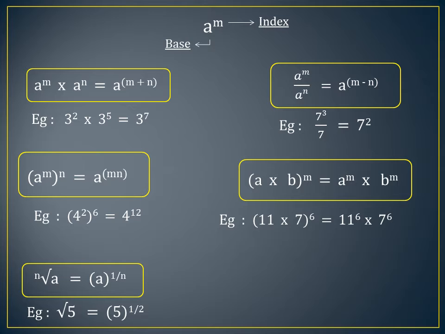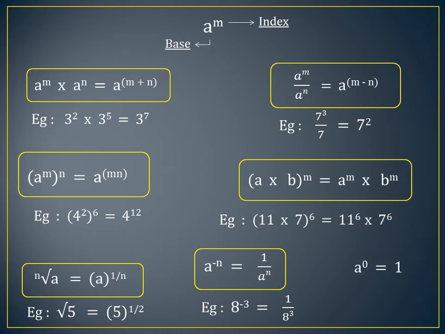Now a raised to minus n, so a base with a negative power can be written as 1 upon a raised to n, so that the power can be written as positive. Similarly, if we have 1 upon a raised to n and we want to write it with a negative power, then we can write the same as a raised to minus n. And the last one is a raised to 0 is equal to 1. So any number raised to 0, the answer will be 1.